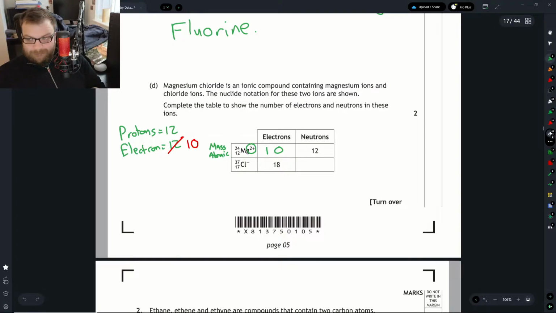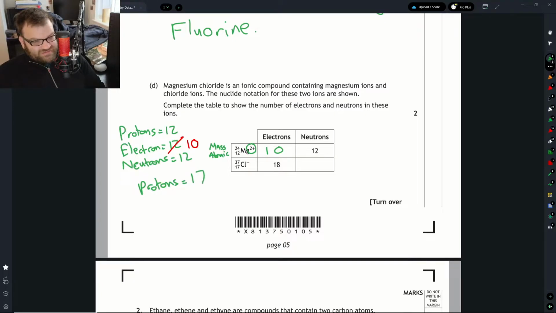For the number of neutrons, which we don't need for magnesium, but I'll do it anyway. You take away the 2 numbers, so mass take away atomic number gives you the number of neutrons. On to the chlorine one. Again, we don't need the protons, but protons would equal 17 because of the atomic number, the bottom number in that notation. Electrons, if it was an atom, would also equal 17. We, however, are negatively charged, which means we have gained 1 electron, which gives you 18.